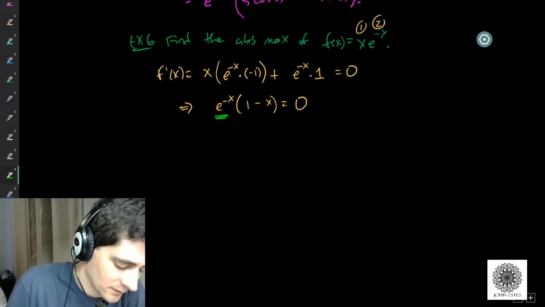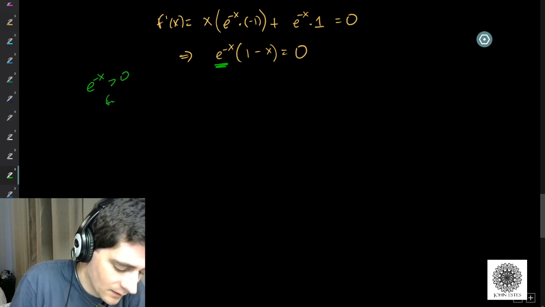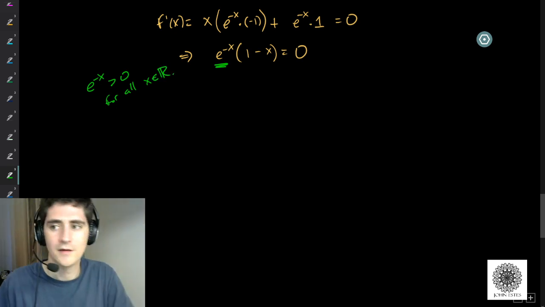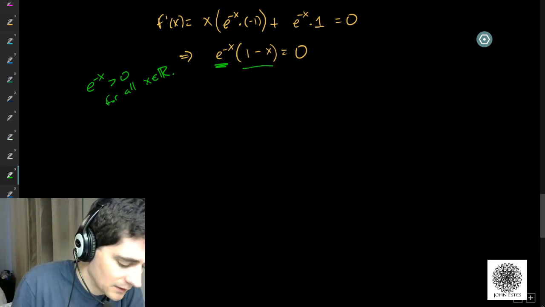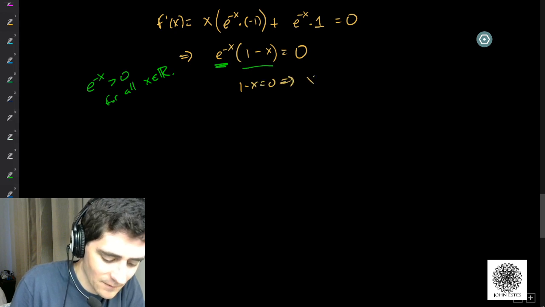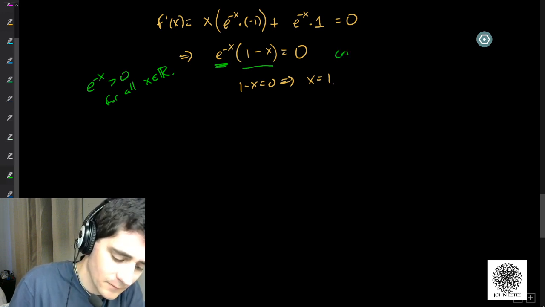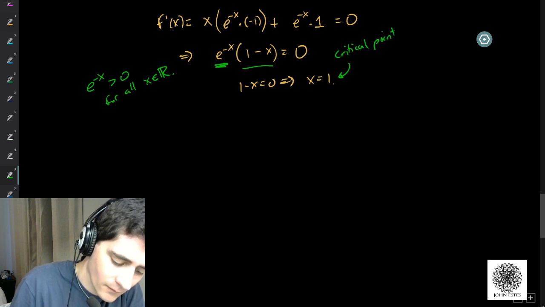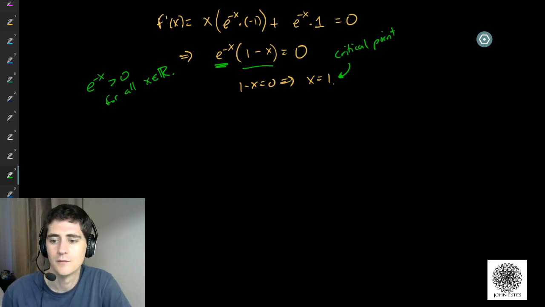I'm going to put a note over here on the side. e to the negative x is positive for all x in the reals. We can never hit 0 with that. So to solve this equation, we only need to consider 1 minus x equals 0, which means x has to be 1. There's my critical point.